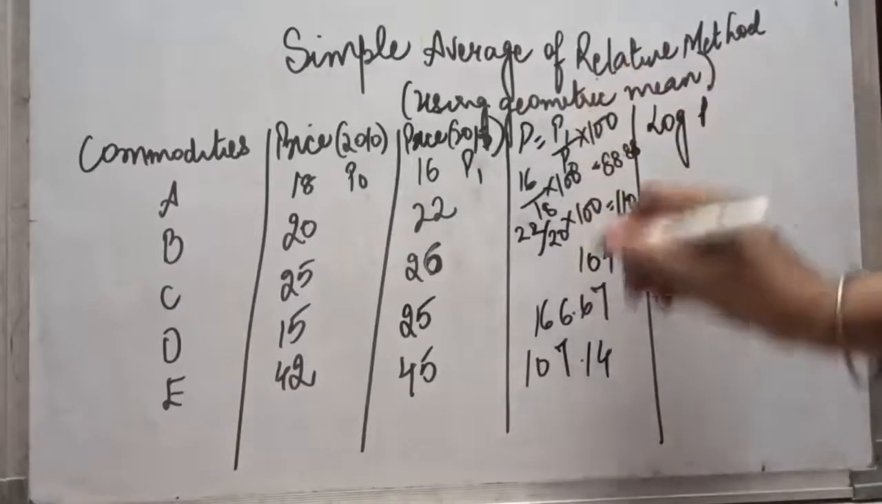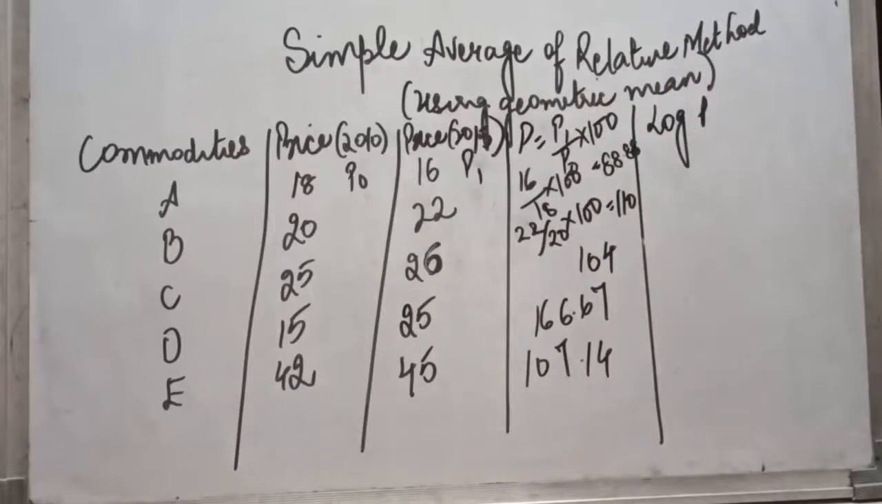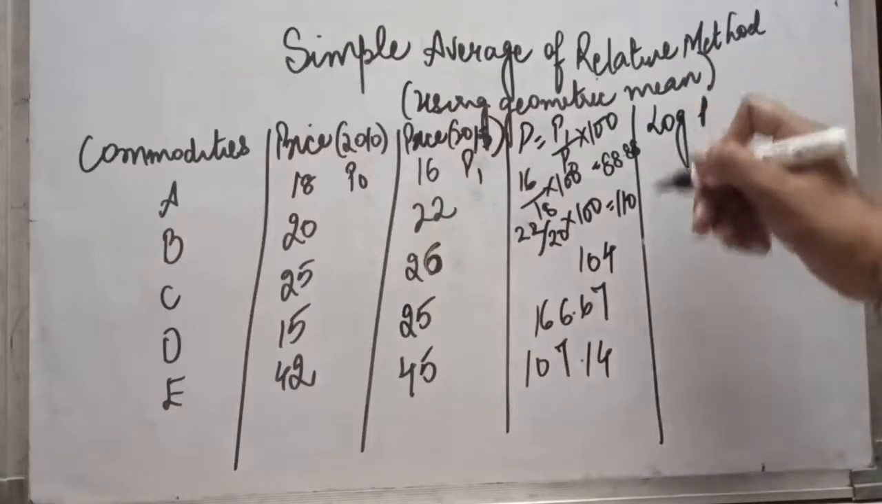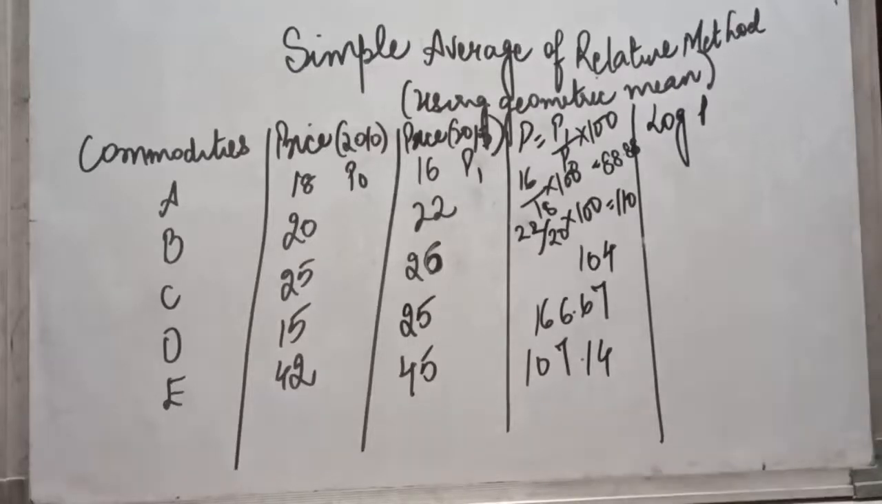From this P column we will be taking the log. You will be using the log tables that have been given at the end of your book. In your book's last table, table number A has been given under appendices. The first table is of logarithms only. One thing you all have to keep in mind is that the log table always starts with 2 digits.